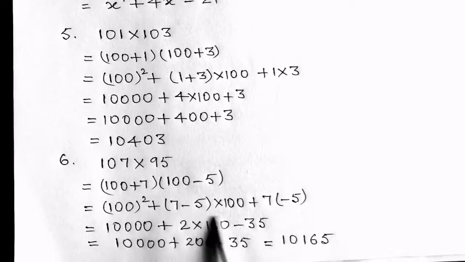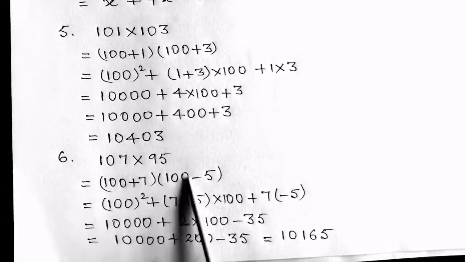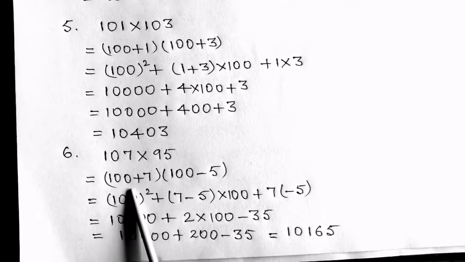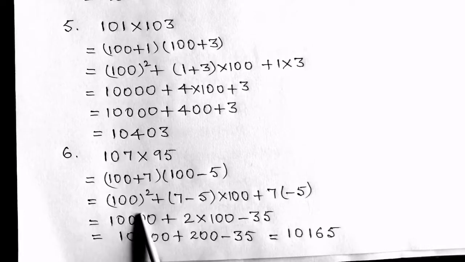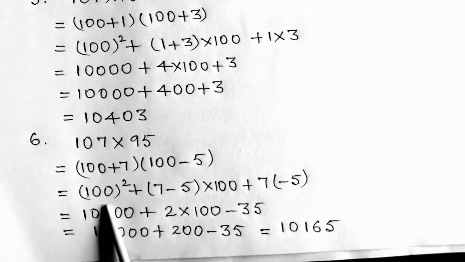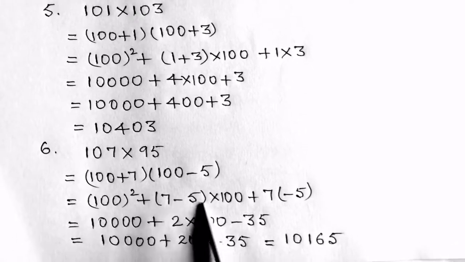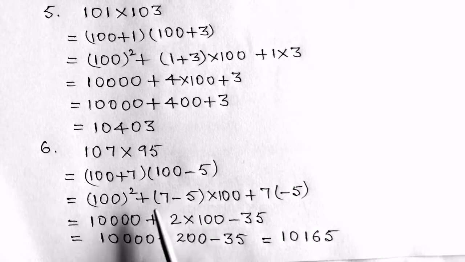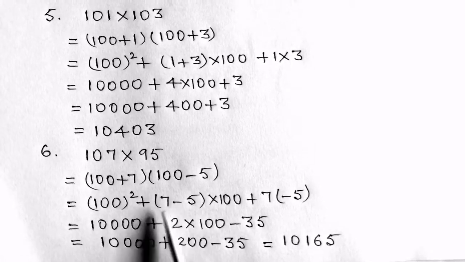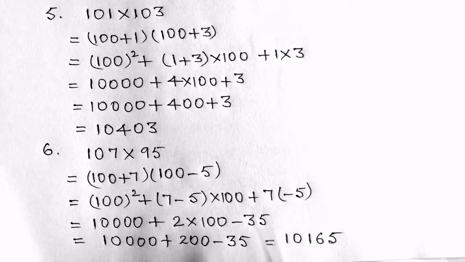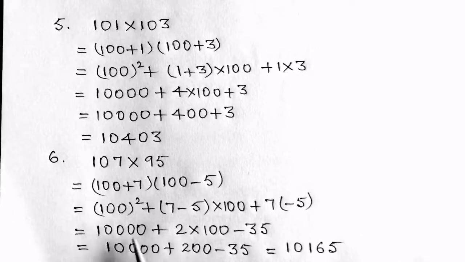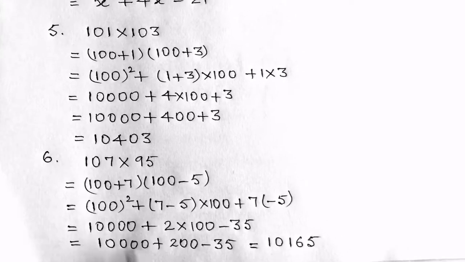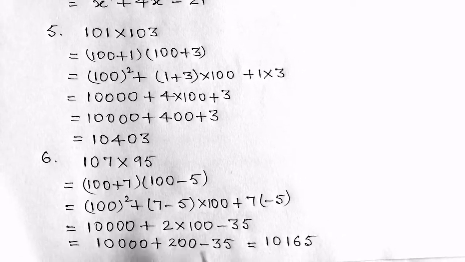But since we are using that identity, these should be the same. That's why for 107 I write (100 + 7) into (100 − 5). So use the formula: square of x, that is square of 100, plus (a − b), that is 7 plus b, where b is −5. So therefore I write 7 − 5 into x, that is 100, plus 7 into −5. Simplify these, right? So you have 10,000 plus 200 minus 35.